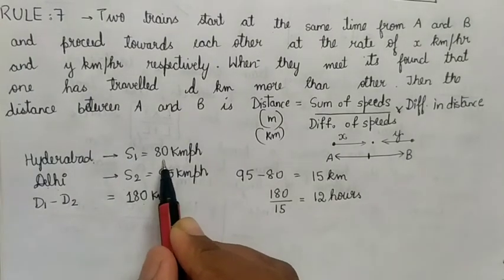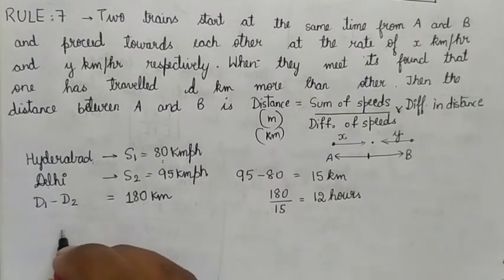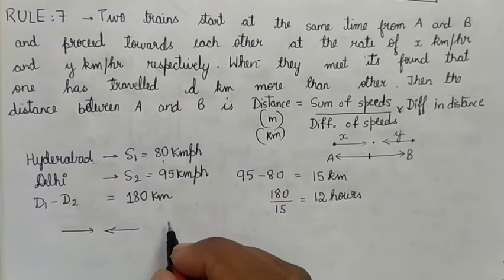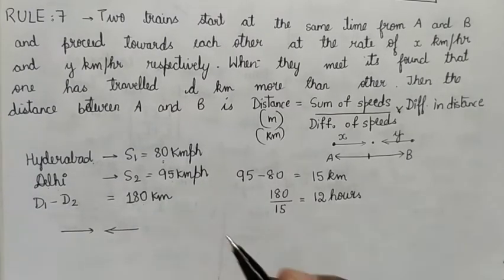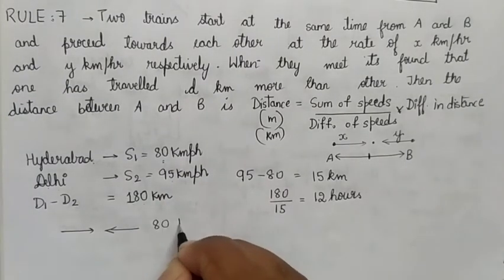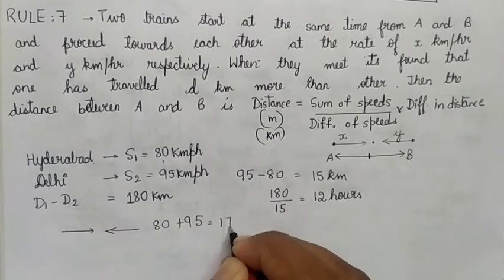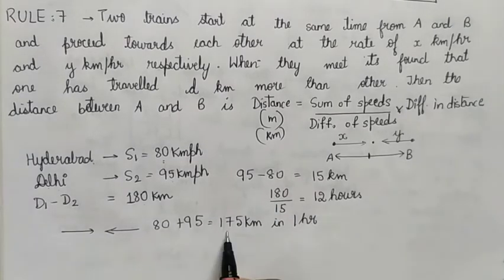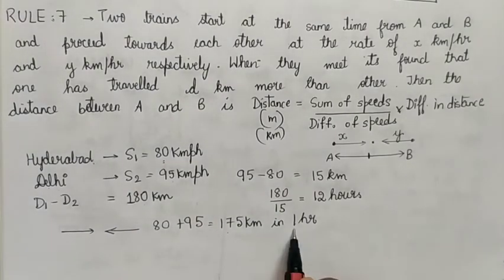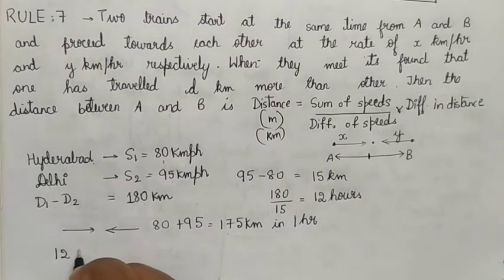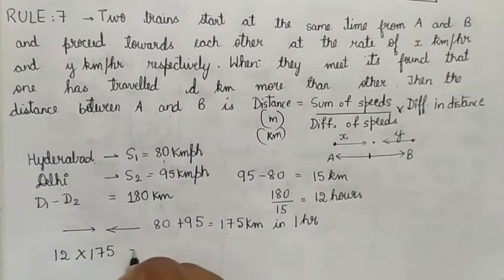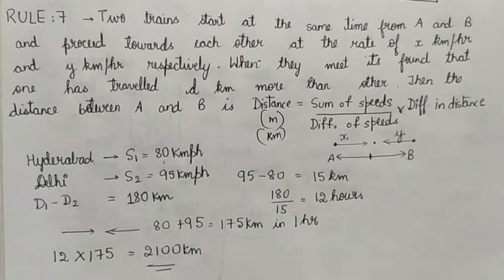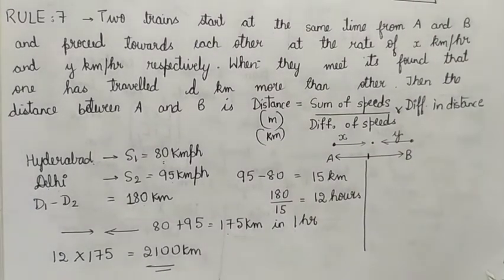Next, since they are moving in opposite directions, their relative speed is the sum of the speeds, and they cover a distance of 80 plus 95 equal to 175 kilometers in 1 hour. Are you getting it? So 175 kilometers in 1 hour means in 12 hours they will cover 175 into 12 equal to 2100 kilometers. This was the lengthy way. Let me show you the short trick way.